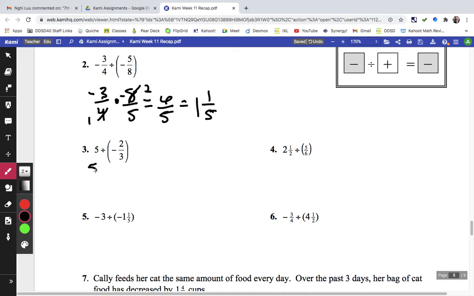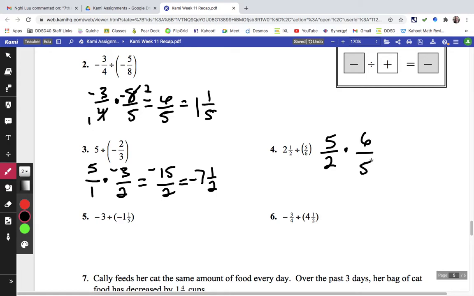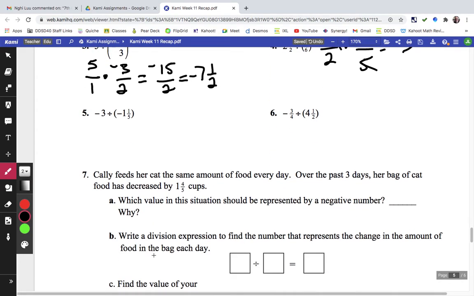This is 5 over 1 times -3 over 2. That's the reciprocal of 2/3. Nothing can cancel out, so this is -15/2, which is equal to -7.5. This is 5/2 times the reciprocal of 5/6, which is 6/5. 5's cancel out. 6 divided by 2 is 3. That's all positive, so the answer is positive. Negative divided by negative is positive.